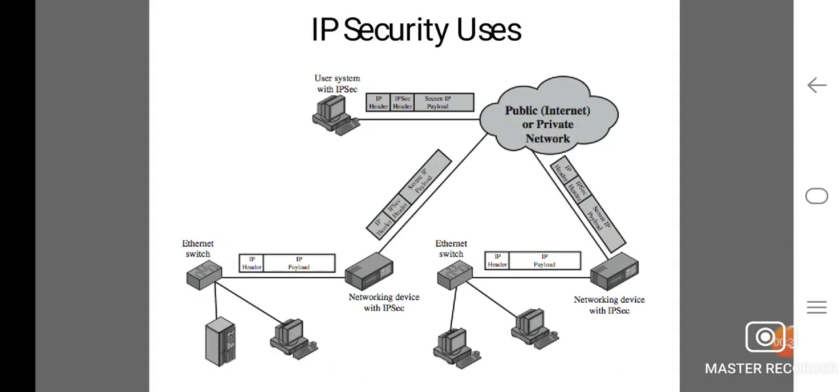This is the typical diagram that explains the IP security uses. Here we have connected a number of Ethernet switches, user systems with IP security, and network devices with IP security. Finally, it is connected to a private or public network, that is the internet. So this is the typical diagram of IP security users.